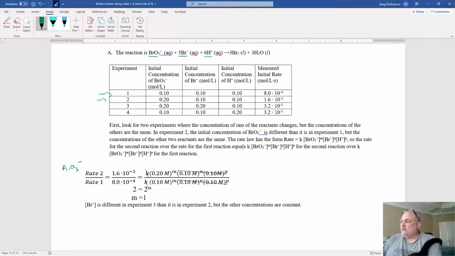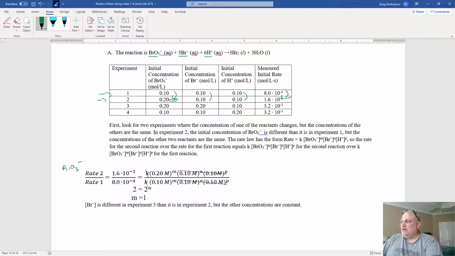And so if you take a look here, do you see how between experiment runs 2 and 1, this is held constant and this is held constant? So that means that whatever's happening here between these two is the only thing that's impacting our measured rate. And so what they actually did is they plugged these values in instead of writing the expression. So if you took rate 2 and just walked your way across rate 2, do you see how BrO3 minus is 0.2, like it is right here?